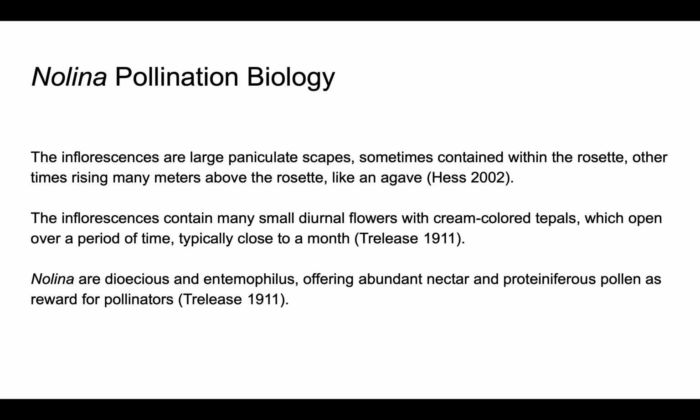And the inflorescence contains many small diurnal flowers with cream-colored tepals, and they open over a period of time. So the entire inflorescence may be flowering for a month, but the individual flowers are only open a day. And Nolina are dioecious, which means the male and female parts are borne on separate individuals, and it's entomophilous, meaning it requires insect pollination, and it offers abundant nectar and proteiniferous pollen as a reward.